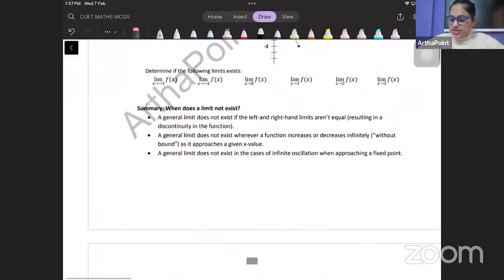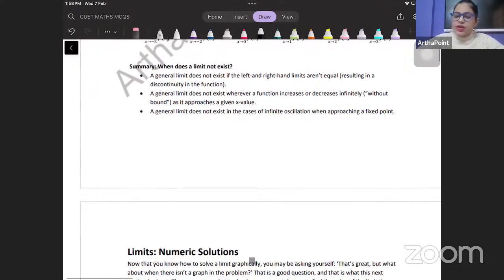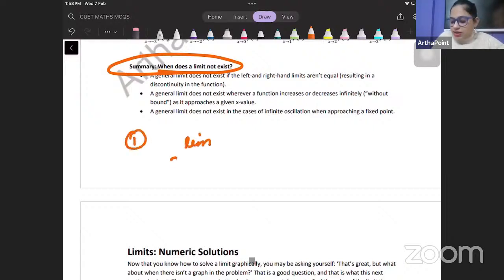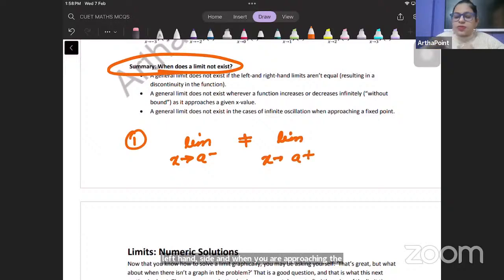अब क्वेश्चन जो एग्जाम में आता है, what comes in exam? The first important thing that will come in exam is when does a limit not exist? ऐसा कब होगा कि लिमिट एग्जिस्ट नहीं करेगी? So the first thing, when you are approaching the function from left hand side and when you are approaching the function from right hand side, if these two values are not equal, अगर ये दो values equal नहीं है, then the limit will not exist.